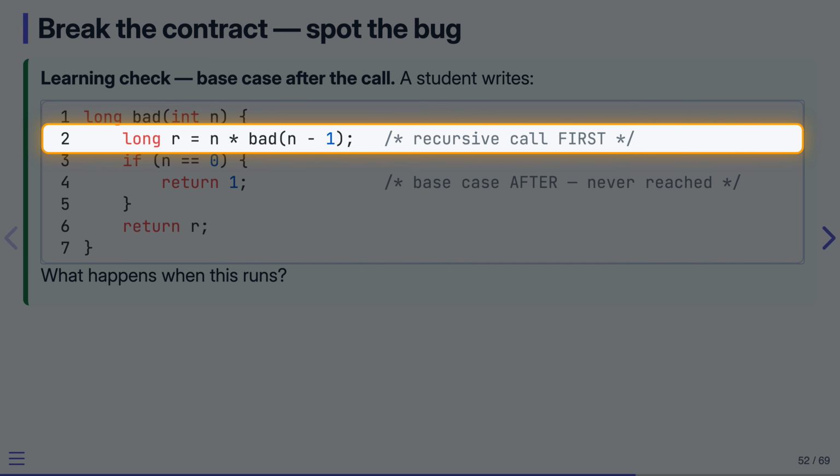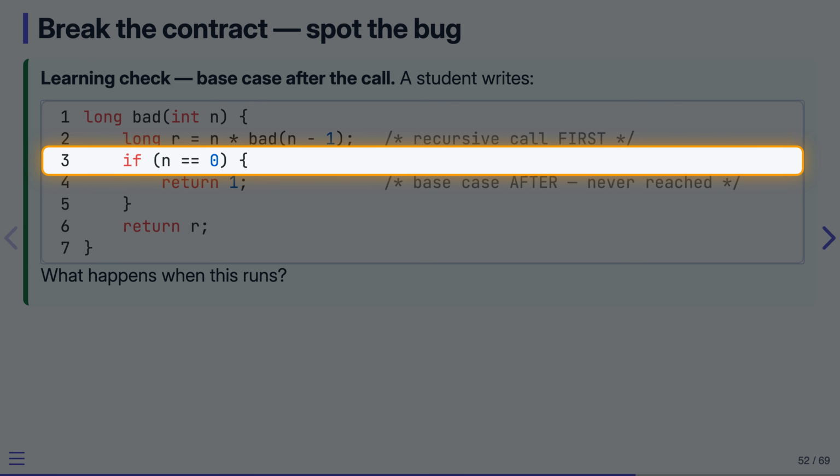Let us read a small example of that first mistake. A student writes a function called bad. On this line, the recursive call runs first. It computes n times bad of n-1 before anything else happens. Only after that does the code check whether n is equal to 0. So the base case sits after the recursive call.